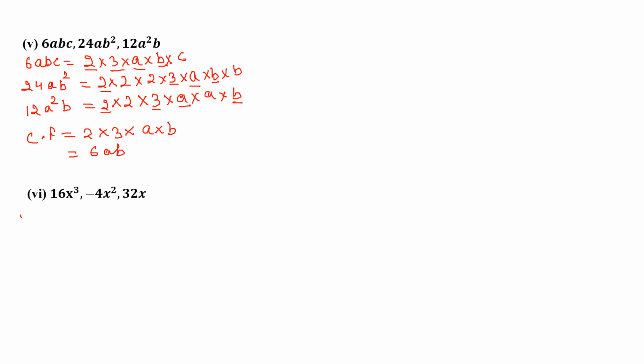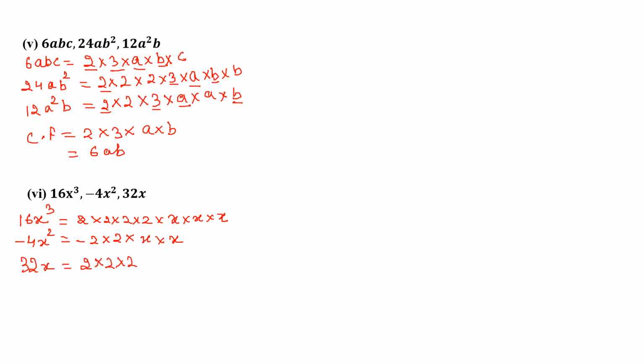Now sixth one, 16x³. So 2 times 8, and 2 times 8 will be 2 into 2 into 2, x³, x into x into x. And minus 4x². 4 I can write as 2 into 2, and x² will be x into x. Now 32x. 32 I can write as 2 to the power 5, so 2 into 2 into 2 into 2 into 2, 5 times, times x.